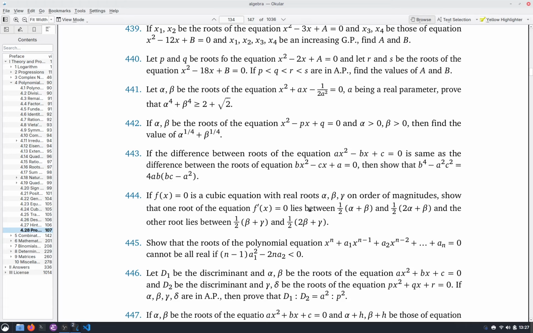This is the 45th set of problems on theory of equations and polynomials. We have solved till now 440 questions. Now we will solve 10 more interesting problems on this topic.